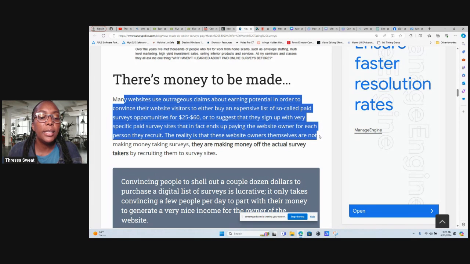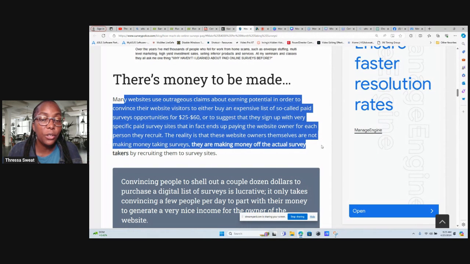The reality is that these website owners themselves are not making money taking surveys. They're making money off the actual survey takers by recruiting them to survey sites. It's similar to affiliate links. That's how website people make their money.